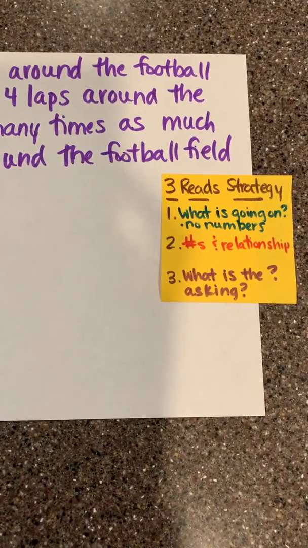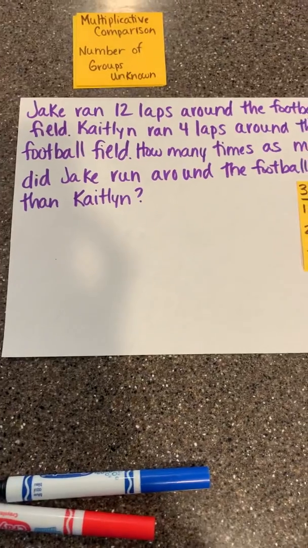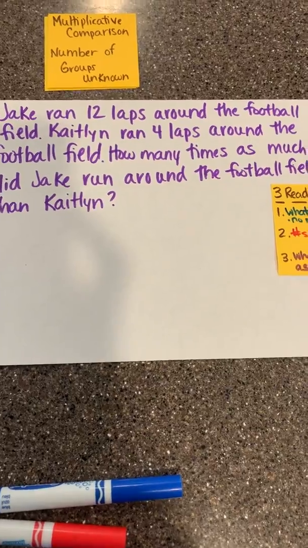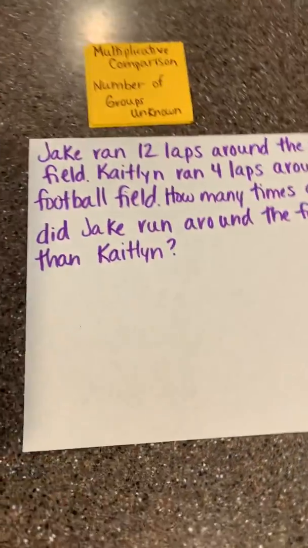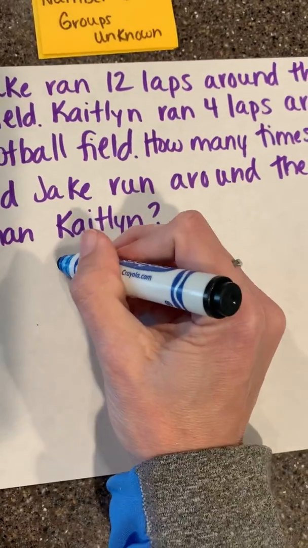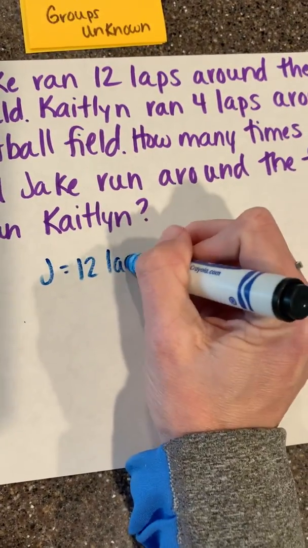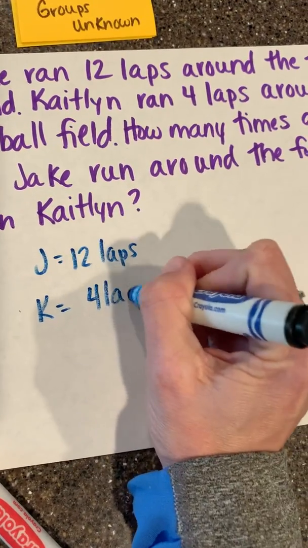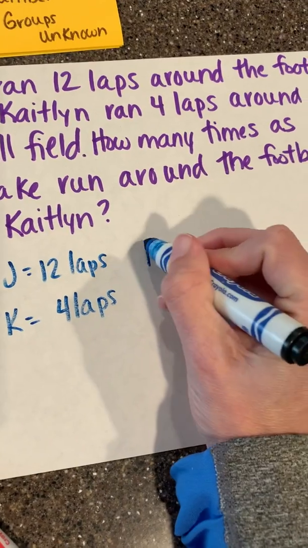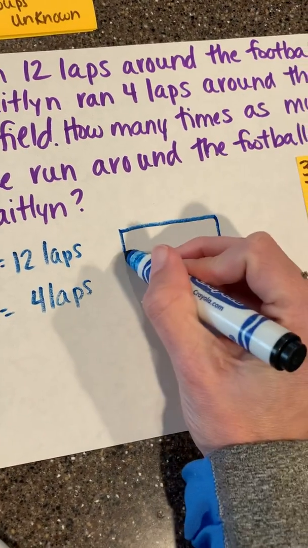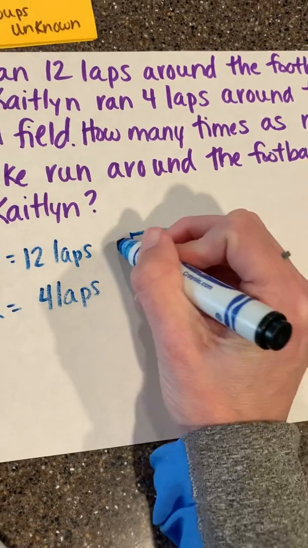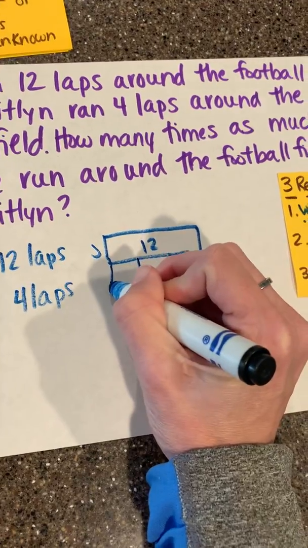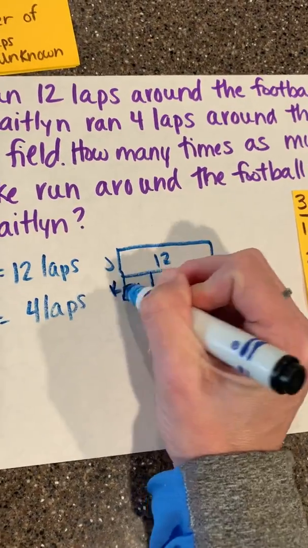So now we're going to read it and focus on the numbers. Jake ran 12 laps around the football field. Caitlin ran 4 laps around the football field, okay? So let's start modeling that. So we know that Jake, he ran 12 laps. And we know that Caitlin, she ran 4 laps, okay? So I'm going to represent Jake with 12. And I'm going to show Caitlin with 4. Now, if this is 12, I'm going to think about 4 may come somewhere around there, okay?